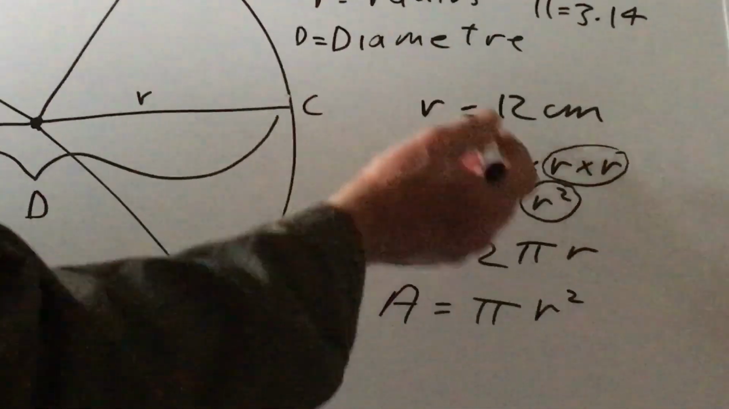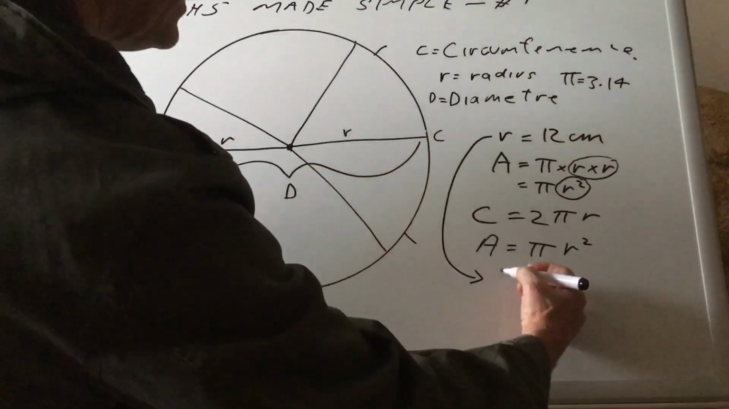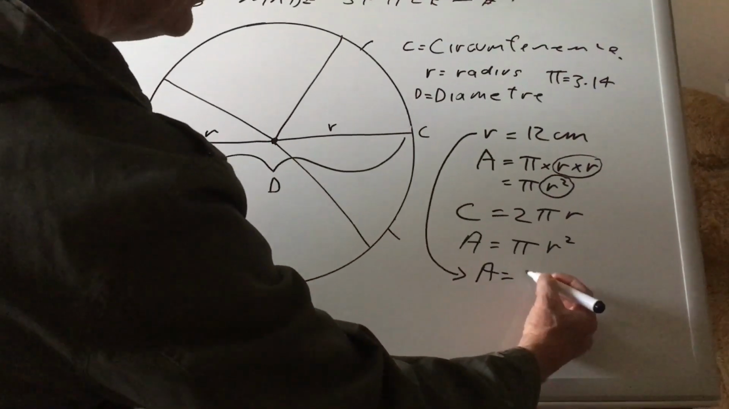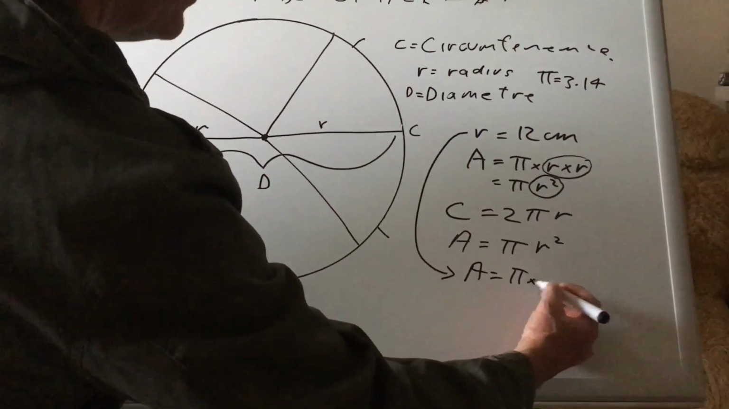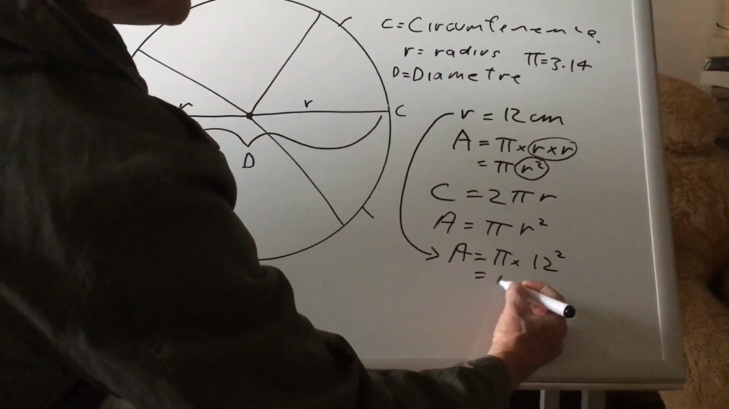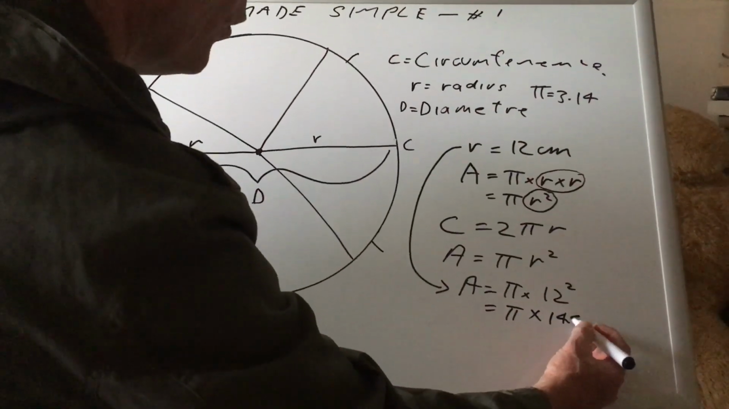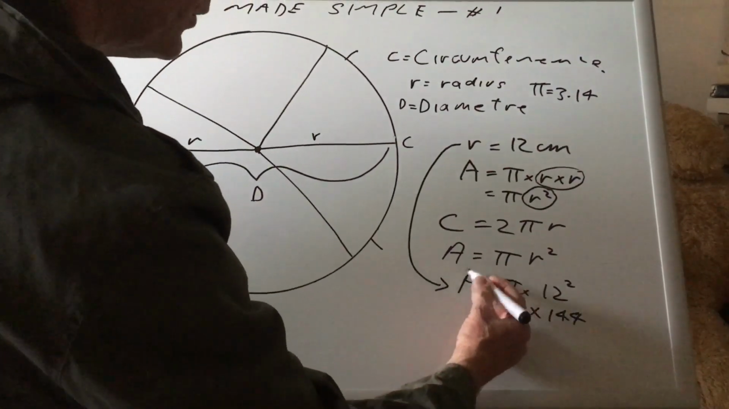So in this one down here, where I said radius equals 12 centimetres, the area would equal pi times 12 squared, which equals pi times 144. That's what the area will be.